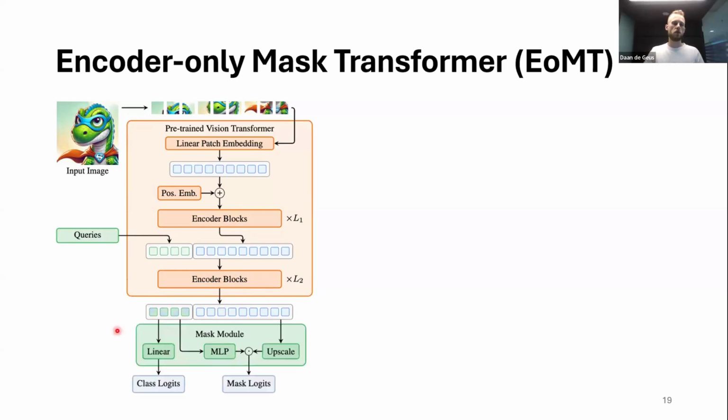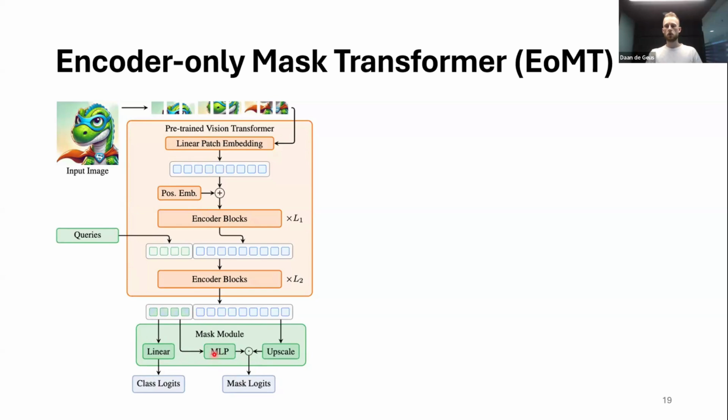Now at the output, we have this set of tokens, which we then again split up to make the segmentation predictions. And as I mentioned, each of these queries learns to represent a single object. So for each of these queries, we individually predict a class label and a segmentation mask. The class label we generate by just applying a linear layer on top of each query. And the segmentation mask we generate by first applying an MLP to each query and then taking the dot product between that and the upscaled image features. And that's all that you need to do for segmentation with a vision transformer encoder.